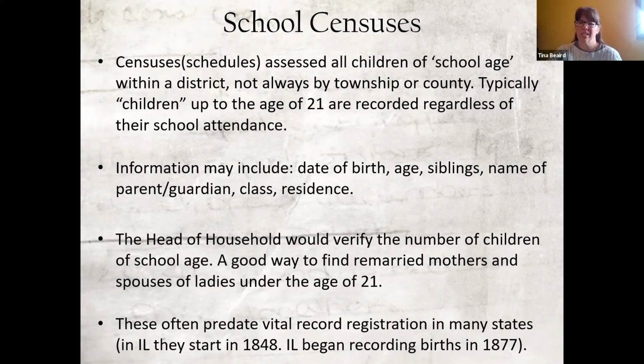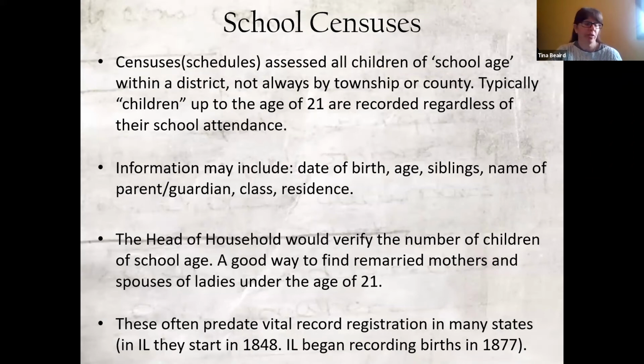So for example, in the state of Illinois, Illinois doesn't start recording births and deaths until November of 1877, and then it's not required by law and with enforcement until 1914. But the state of Illinois started the township school system in 1848. So the first school schedules that you find are for 1848. So you have children being listed with ages and with birth dates on occasion 30 years, 40 years before the state starts requiring that information being recorded by law.